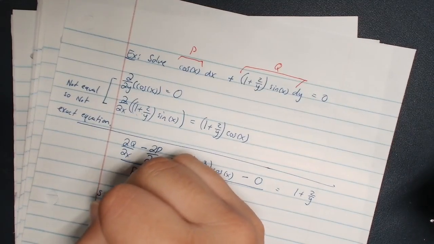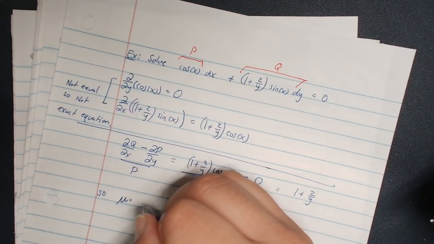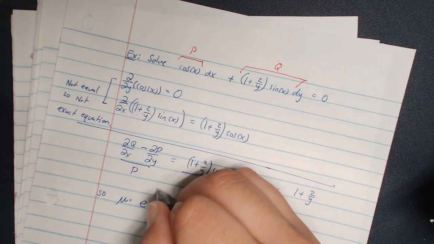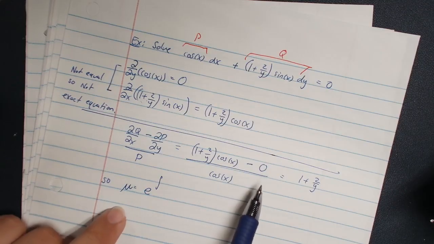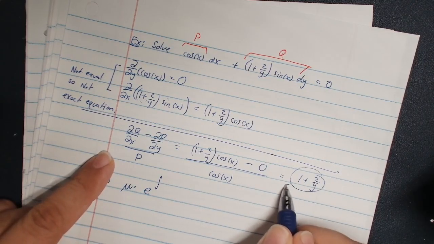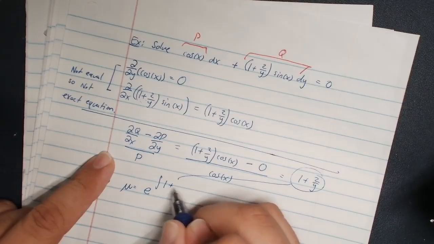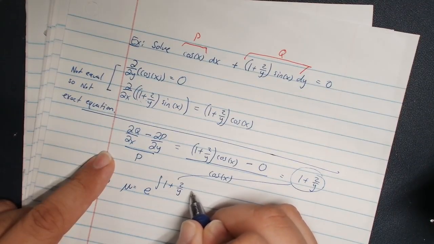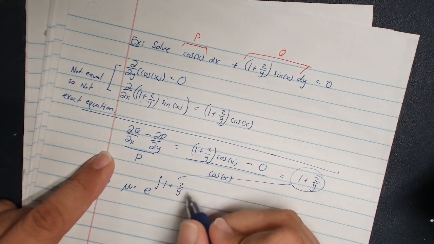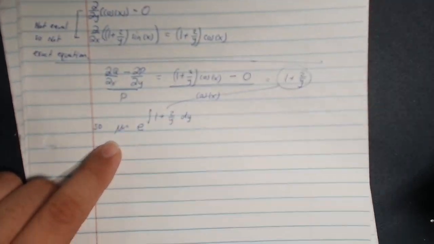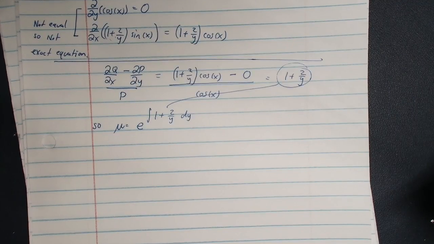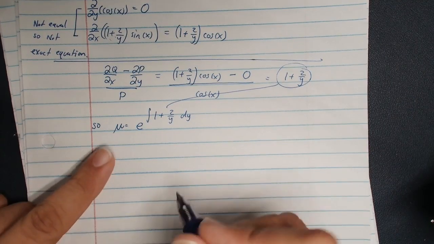So our mu is going to be e to the integral of that thing we just found here. That's going to be 1 plus 2 over y, and we're going to integrate that with respect to y. There we go. So this will be our integrating factor, e to the integral of 1 plus 2 over y dy. All right, so let's go ahead and integrate that.